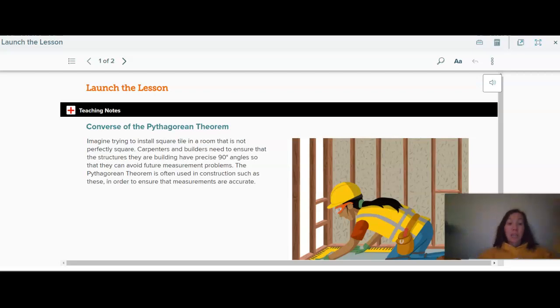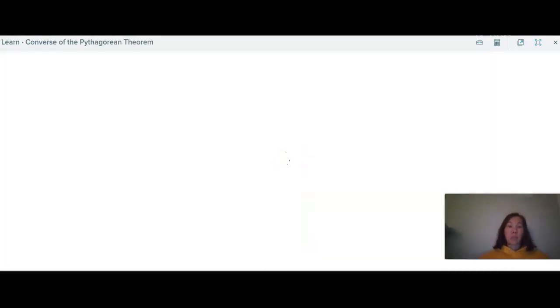In this lesson, we're looking at the converse of the Pythagorean theorem. Like I was talking about before, the Pythagorean theorem is used a lot in construction. Imagine trying to install a square tile in a room that's not perfectly square. You need to ensure that corners have a precise 90-degree angle, and the Pythagorean theorem, in particular the converse, is going to be used to do that.